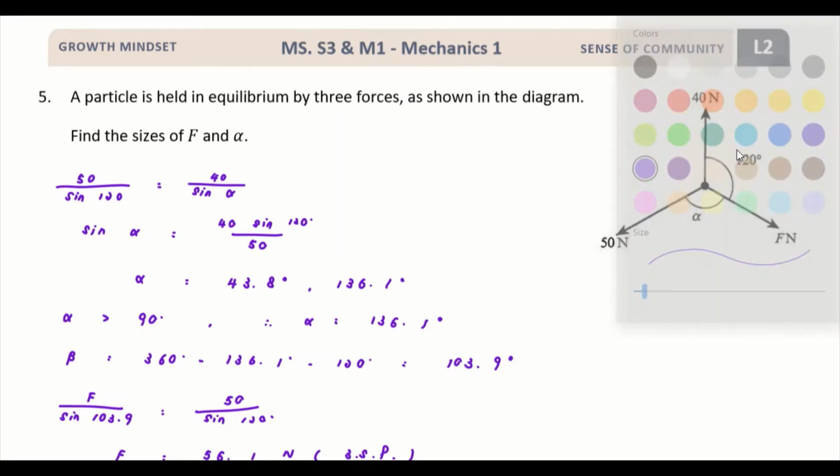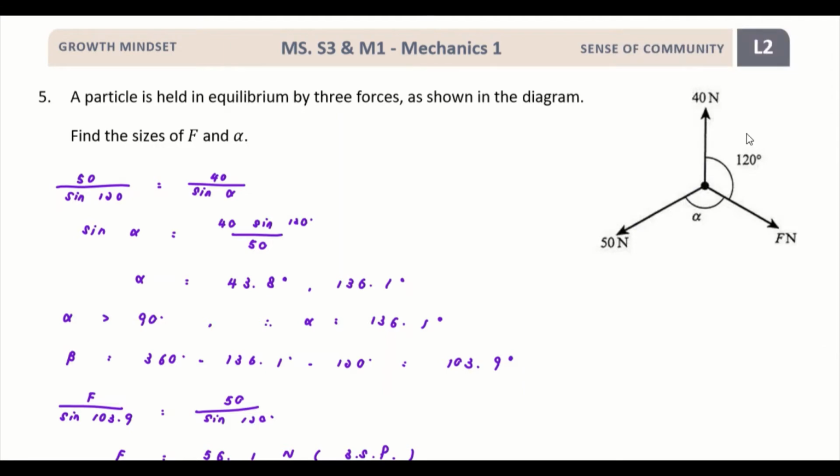Okay, so let me try to use another color here to solve by resolving. I want to show you two different ways of resolving this question as well. The first one is we try to do the normal one. The normal one means I will try to resolve it in the x direction and also the y direction, right? So let me just try to draw a line. Okay, so we might need to do some easy trigonometry to let us find some of the angles that we need.